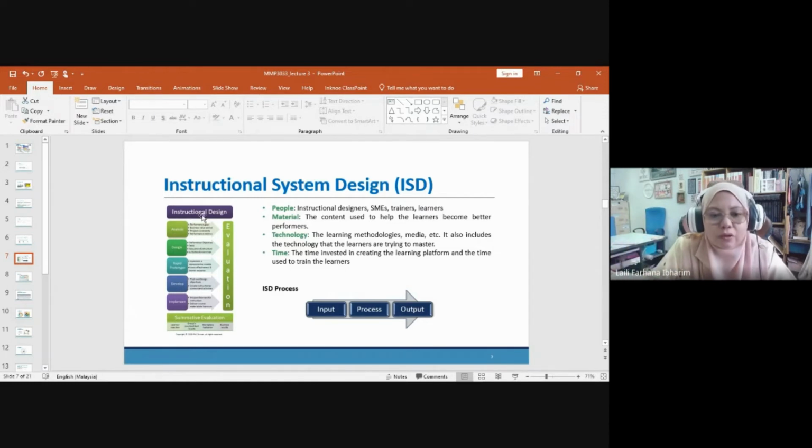Okay, so the ISD process usually comes in three phases. First is input. Input is what we plan in our process, and then we do the process. Lastly, the output. Okay, what are the outcomes from our plan or in our instructional system. Okay, all right.